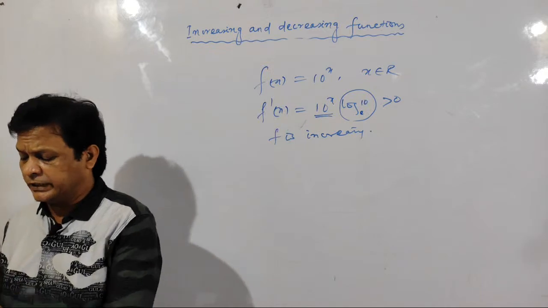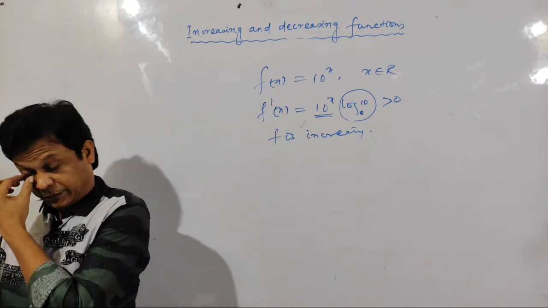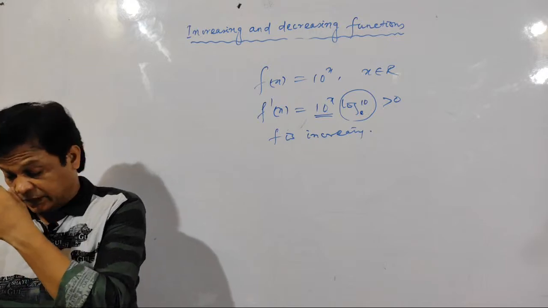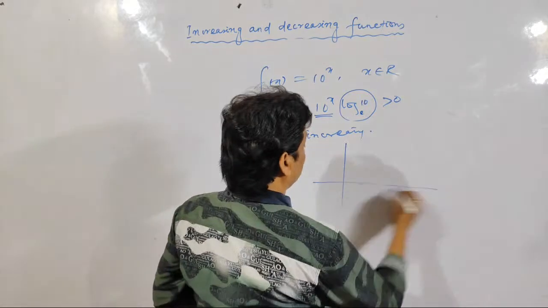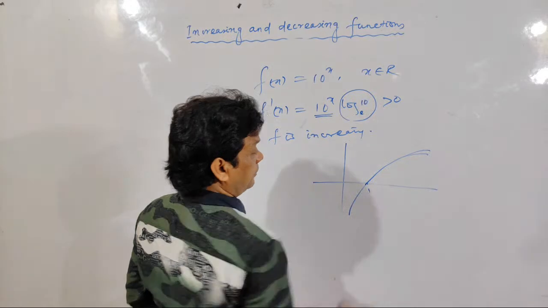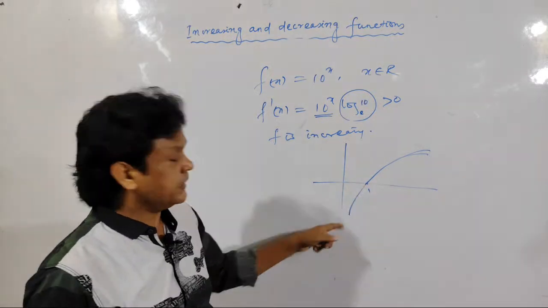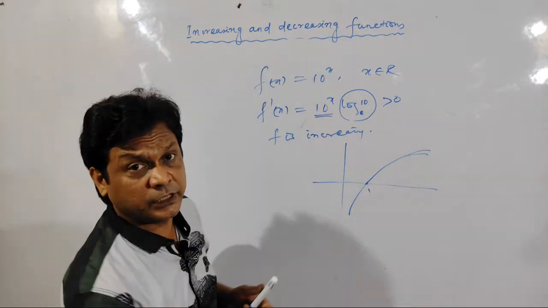Some are saying that it is decreasing. How? Devasita was saying that it is decreasing. How is it decreasing? Because I have told you the graph. This one is 1. After 1, it is positive, and in between 0 and 1, it is negative. And 10 is greater than 1, so it should be positive.